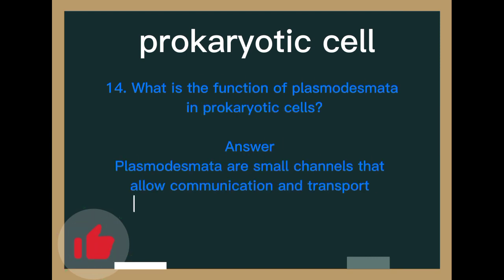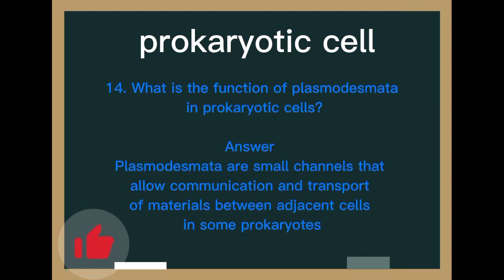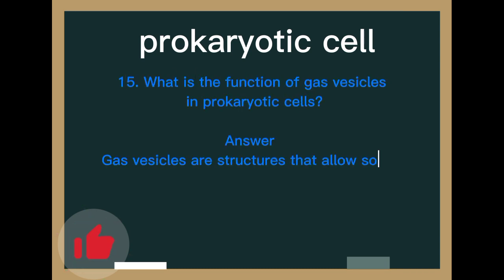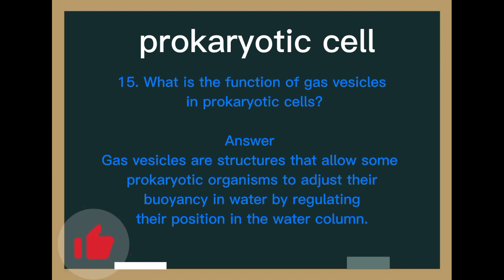14. What is the function of plasmodesmata in prokaryotic cells? Answer: plasmodesmata are small channels that allow communication and transport of materials between adjacent cells in some prokaryotes. 15. What is the function of gas vesicles in prokaryotic cells? Answer: gas vesicles are structures that allow some prokaryotic organisms to adjust their buoyancy in water by regulating their position in the water column.